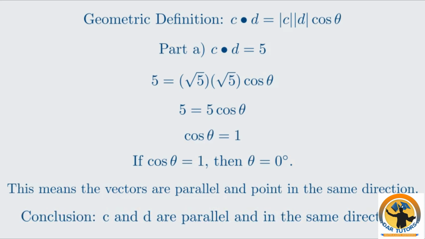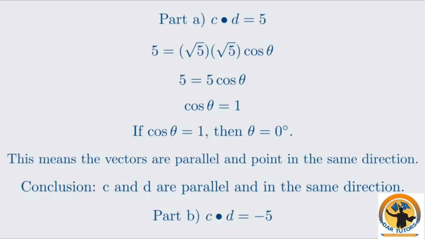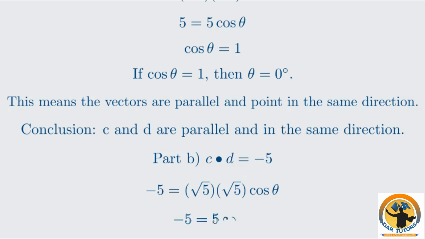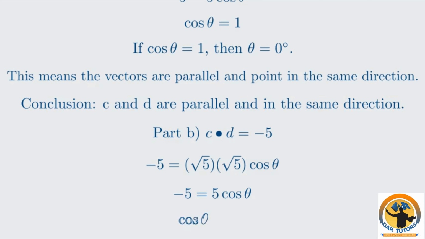Now for part B, where C dot D equals minus 5. Again, we substitute into the formula. Minus 5 equals the square root of 5 times the square root of 5 times cosine theta. This simplifies to minus 5 equals 5 cosine theta. Dividing by 5, we get cosine theta equals minus 1.